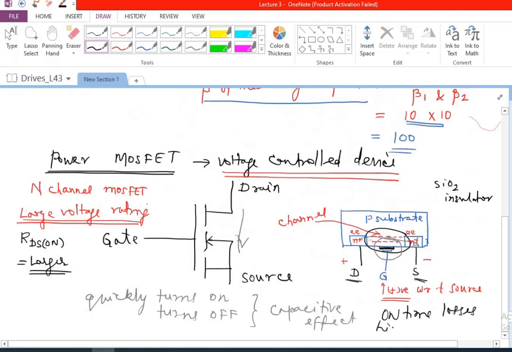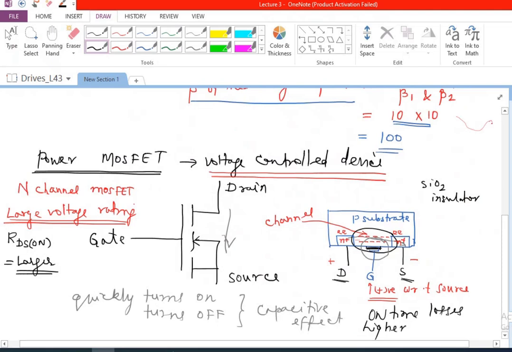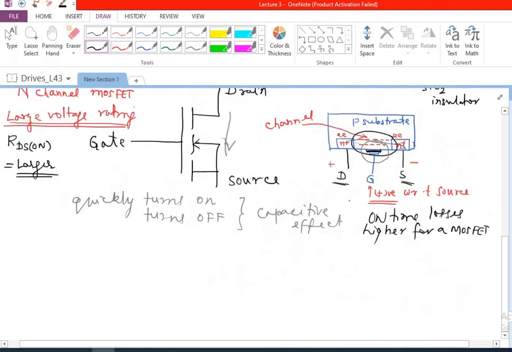These are higher for a MOSFET as compared to a BJT. For a BJT, we said VCE is generally only going to be 0.7 volts once it gets into saturation, but that will not be the case in the case of MOSFET. You can have the drain to source resistance during on condition be larger. So on-time losses could be larger in a MOSFET. So the only problem with the MOSFET is that we are going to have a higher loss during on state.